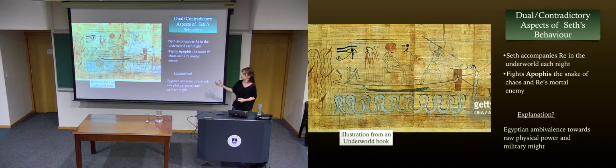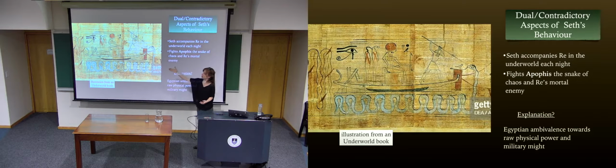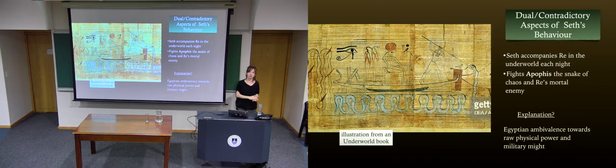And here's a depiction from one of these underworld books, one of these underworld tales. There's the sun god. I know he's got a hawk head, but the sun disc on his head, that's the clue that you're talking about the sun god. He's in the middle, there's Seth. Seth is slaying this serpent called Apophis. And the serpent was kind of the embodiment of all chaos, the archenemy of Ra.